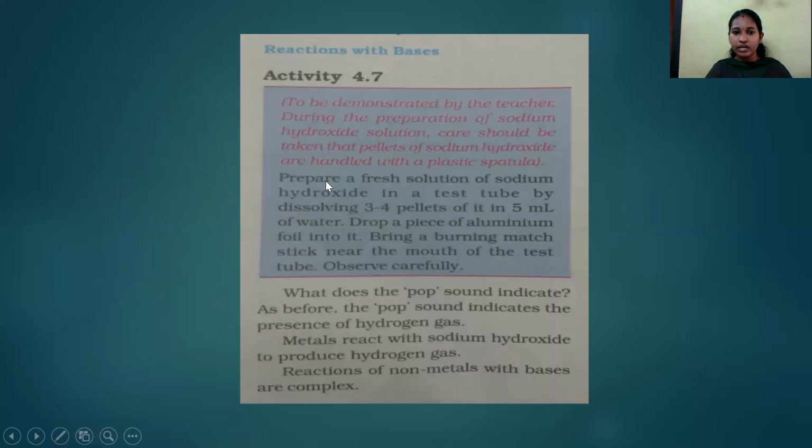What is the activity? Prepare a fresh solution of sodium hydroxide in a test tube by dissolving 3 to 4 pellets of it in 5 ml of water. Sodium hydroxide solution is prepared here. Drop a piece of aluminum foil into it. Then bring a burning matchstick near the mouth of the test tube.